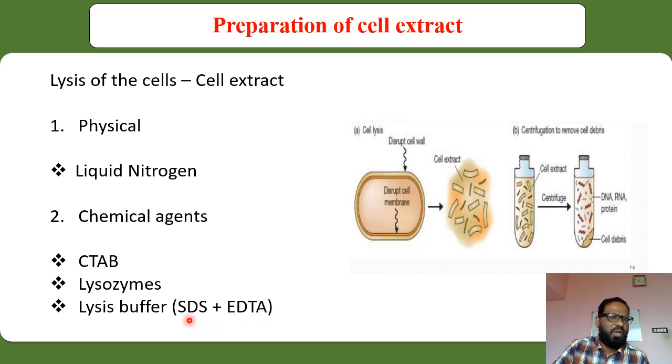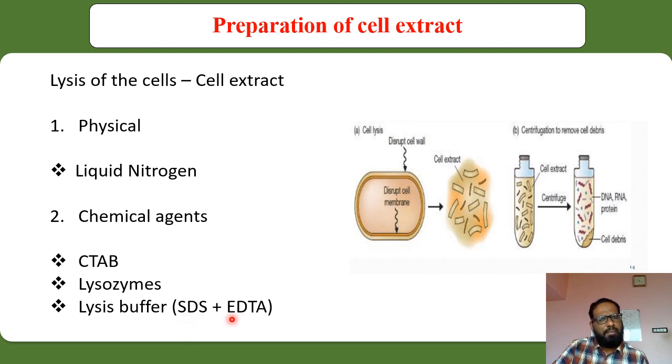The SDS will remove the lipids from the cell membrane. I think you might know that an important component of the plasma membrane is the lipid bilayer. And once those lipids are destroyed or removed, automatically the integrity of that membrane is lost. And once the integrity of the membrane is lost, the contents get released.